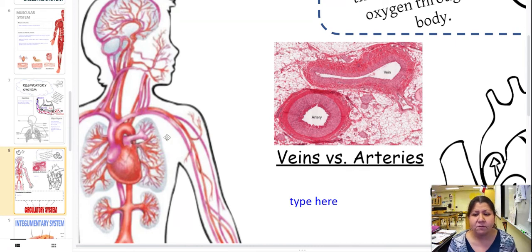And we have vessels everywhere. We have them going through our arms, our legs. We have some major ones coming down the center of our body. We have some up in our head. You're going to find blood vessels everywhere, and that's because we need to have that exchange of oxygen and nutrients.